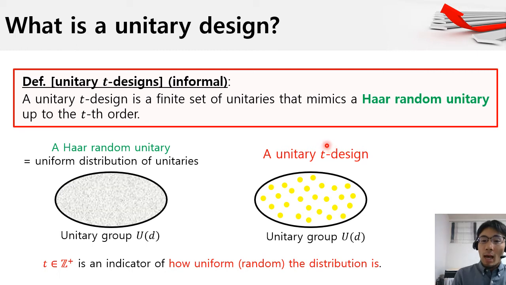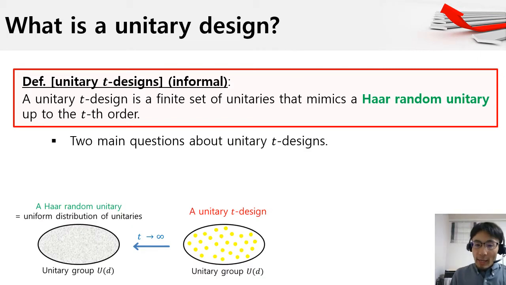And here we have one parameter t, and t is a positive integer. So we have one design, two designs, three designs, and so on. If t becomes larger and larger, that means the distribution becomes more and more uniform. So we could understand this t as an indicator of how uniform, or I could say how random, the distribution is. And in the limit of t going to infinity, a unitary T design approaches a Haar random unitary. So this is a basic idea of unitary design.